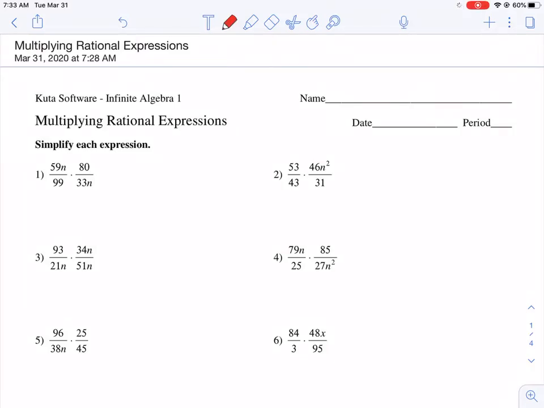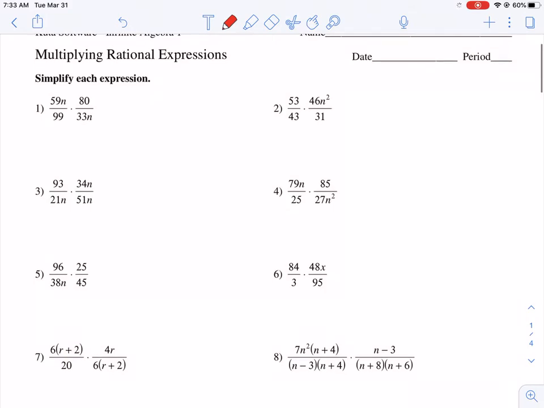Hello everyone. Today we're going to be talking about multiplying rational expressions. This is a Kuta Software Infinite Algebra worksheet. So let's go ahead and get started. The prompt is: simplify each expression.